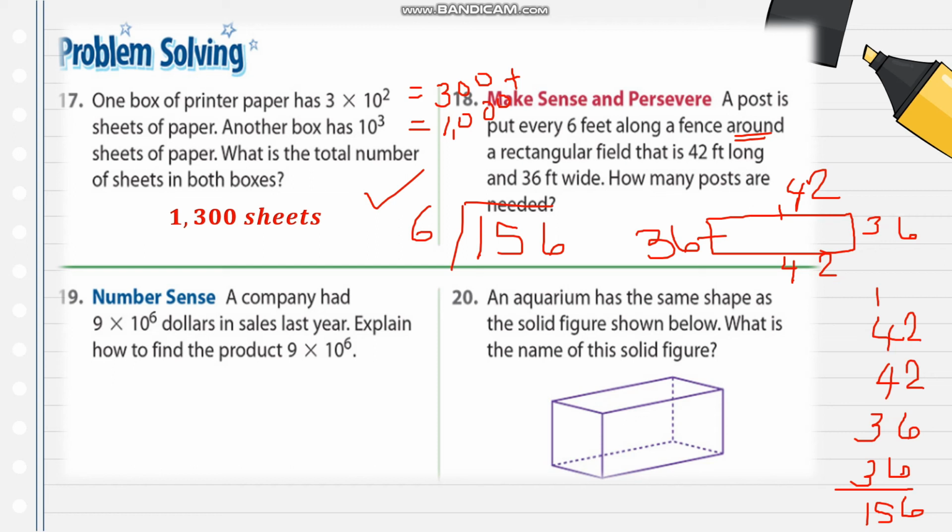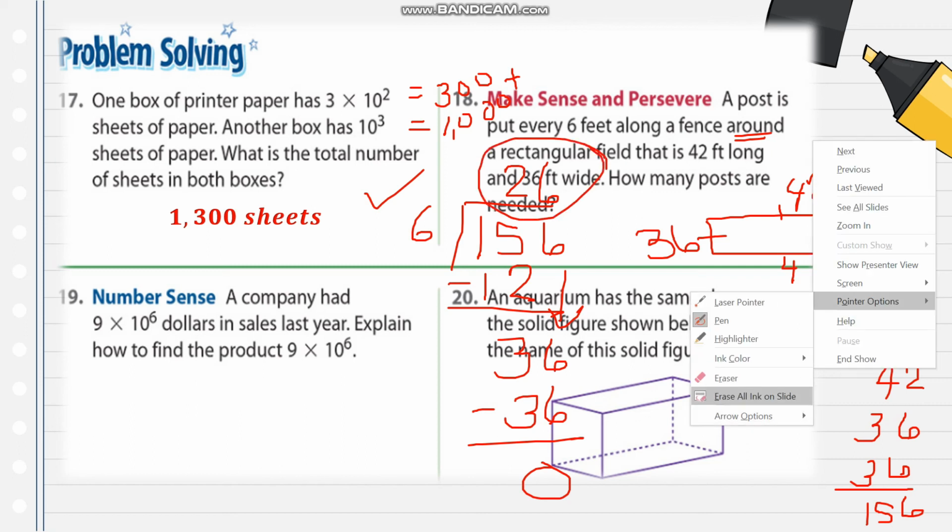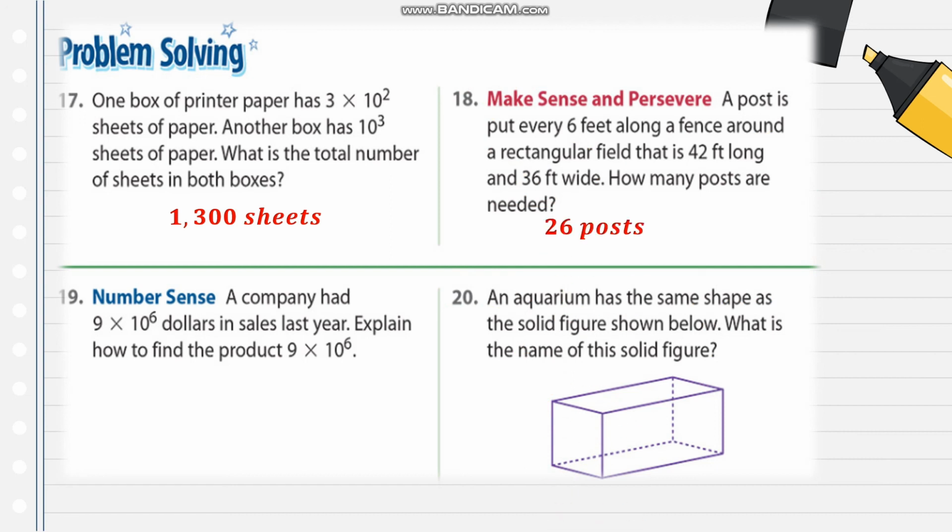feet along a fence around a rectangular field. So 15 divided by 6 is 2, 6 times 2 is 12, 15 minus 12 is 3, bring down 6, so 36 divided by 6 is 6, and 6 times 6 is 36, 36 minus 36 is 0. That's why the final answer is equivalent to 26. So, how many posts are needed? We need 26 posts.